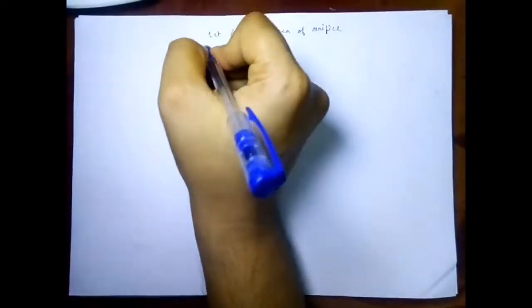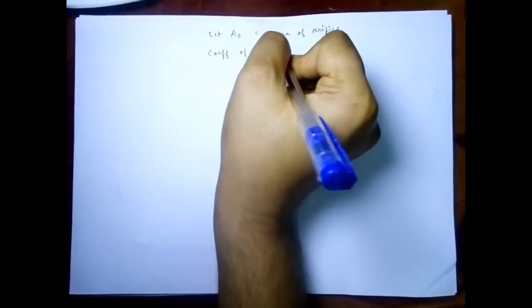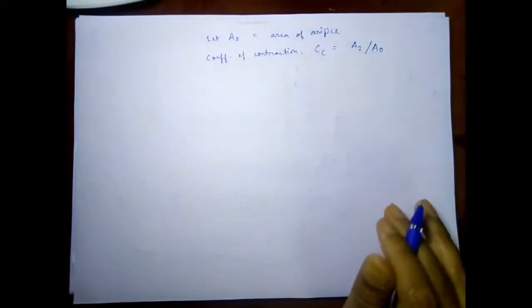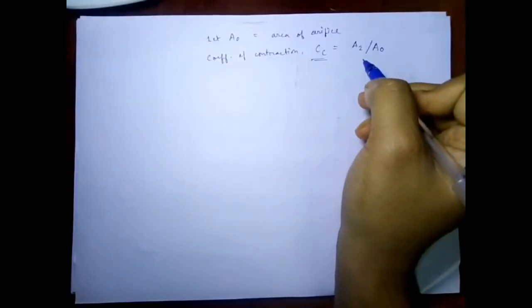So we are assuming that the area of the orifice is A0, and we also introduce a term, the coefficient of contraction. In short, you can write it as CC, the coefficient of contraction, is equal to A2 upon A0. It's the ratio of A2 and A0. So if you are asked what the coefficient of contraction is, you can simply say that it is the ratio of the area at the section downstream of the orifice upon the area of the orifice.